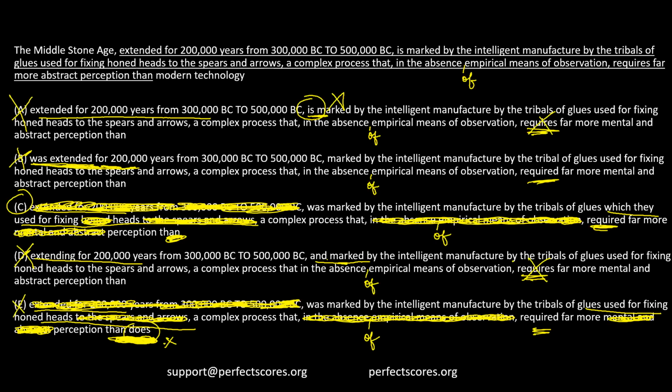So I think between C and E, the only difference is between "than" and "than does", because these parts, the "which they", is also correct, and this is also correct. There's no grammatical or meaning problem in them. So you'll have to make the decision based on "does", which is a much clearer error than any other error you would think about these parts. So based on that, you'll have to make the choice between C and E, and you should be getting C as the answer.